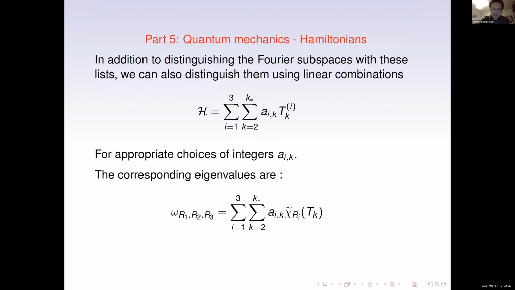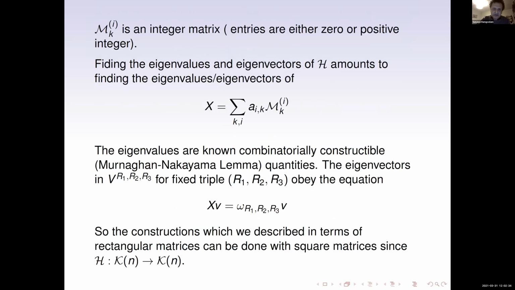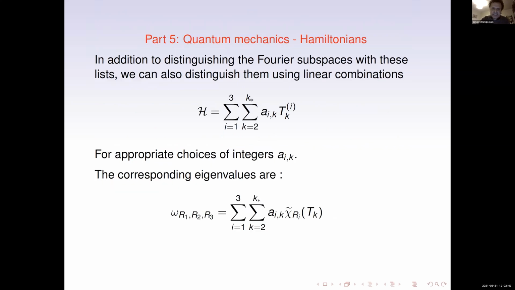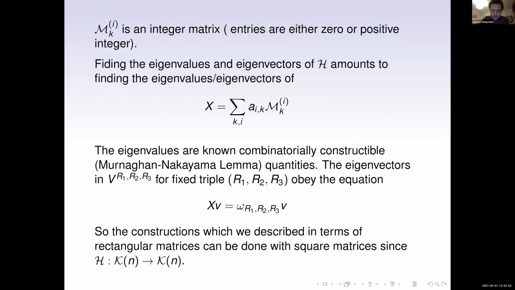So I'll skip the quantum mechanics stuff. Essentially, the upshot of the quantum mechanics stuff is that instead of working with rectangular matrices, you can work with square matrices. And instead of working with the TKIs and stacking them together, you can take some integer linear combinations of them, which still distinguish these Young diagram triples. So due to time, I won't spell that out.